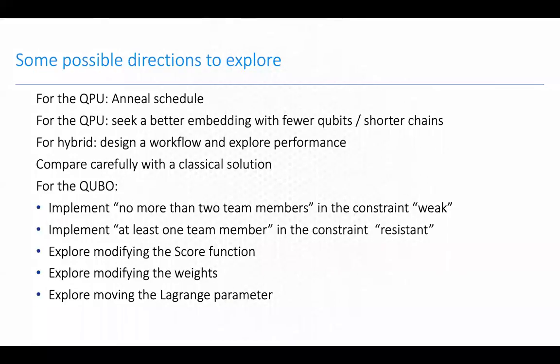And in the QUBO, I have some choices. I could change the score function. I could change those weights. I could change the Lagrange parameter more. But what we're going to do here is, remember how I talked early on that I had these constraints: no more than 2 team members in the weak constraint and at least 1. And I mentioned how I didn't do slack variables and how I had just set them to 2 and 1. What I'm going to do now is put the slack variables in and run the problem again.